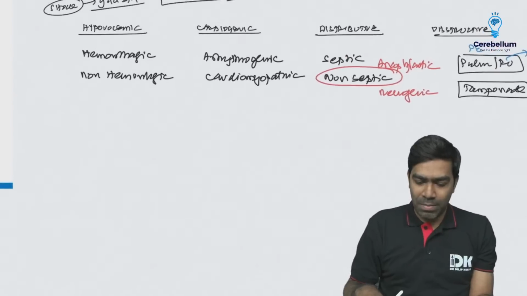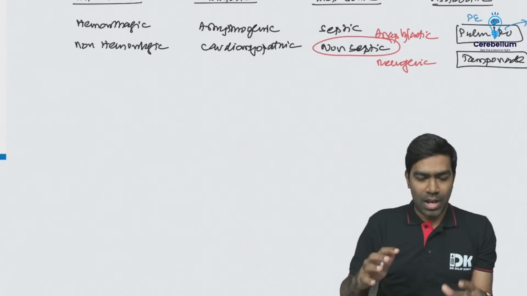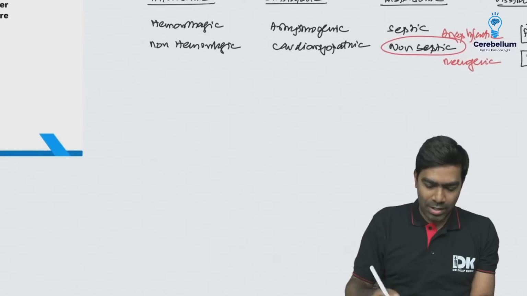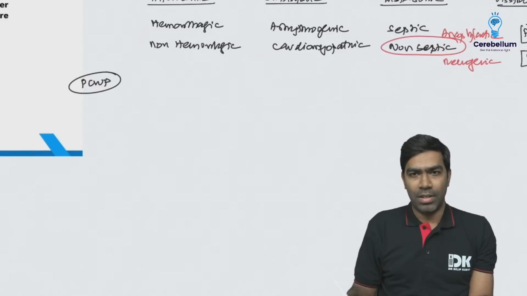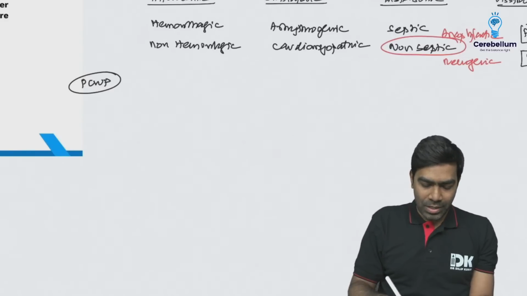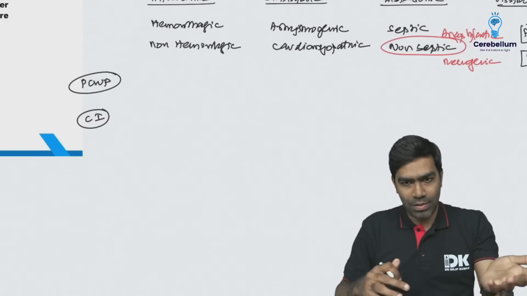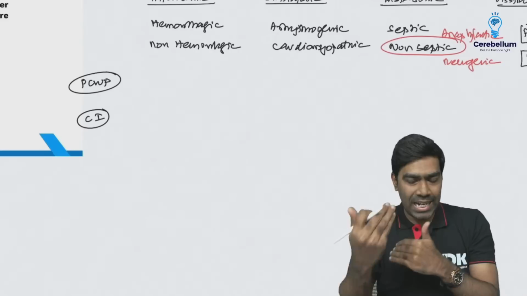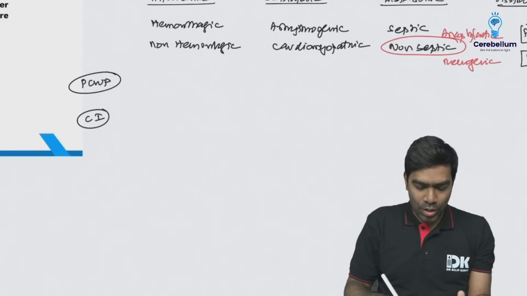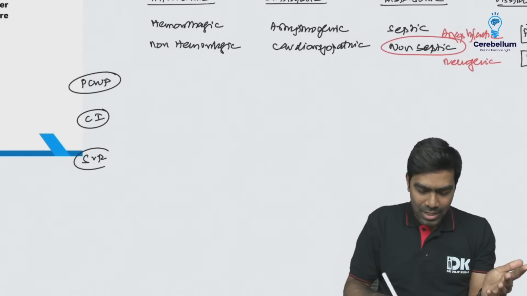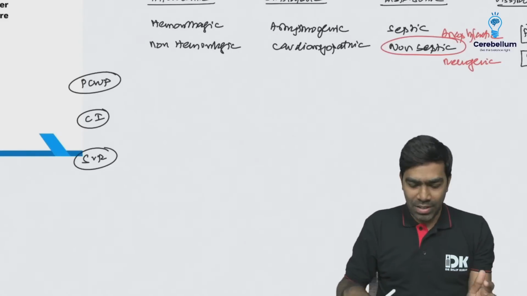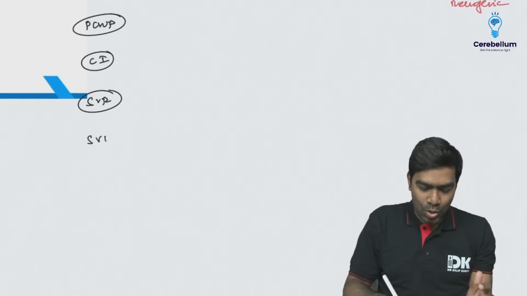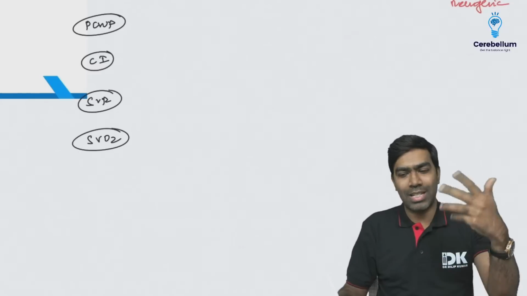So based on pulmonary artery catheter data, how can you classify? You can write PCWP here, that is called pulmonary capillary wedge pressure. You can write the cardiac index, which is nothing but cardiac output, calculated in liters per minute per meter square. Then we write systemic vascular resistance here, SVR. And finally, SVO2, that's called mixed venous oxygen saturation.